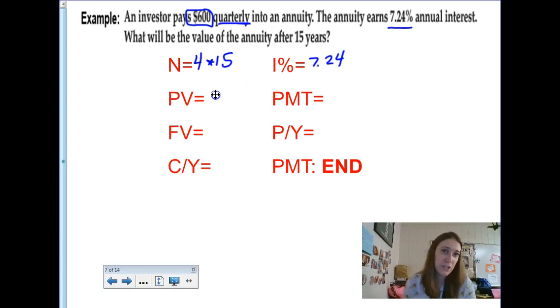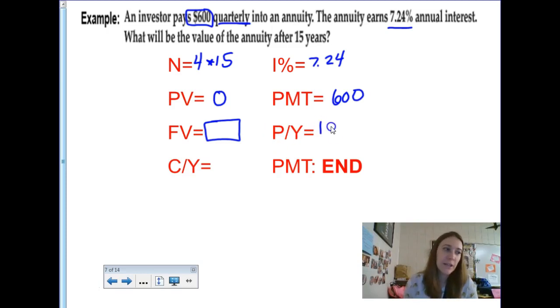For this question, it is zero, because you don't have anything in the account right now, but you're going to be making payments of $600. The future value is the thing that we're going to solve. So what I'm going to do in our notes is put a big empty box here, because I'll show you what we do on the calculator next.